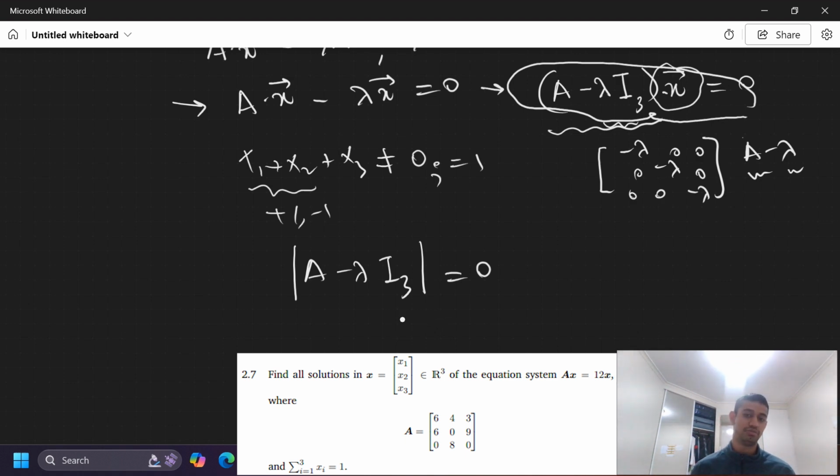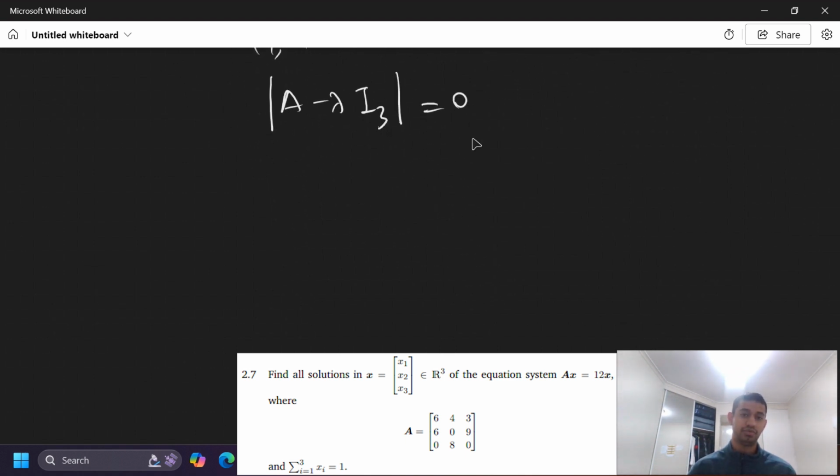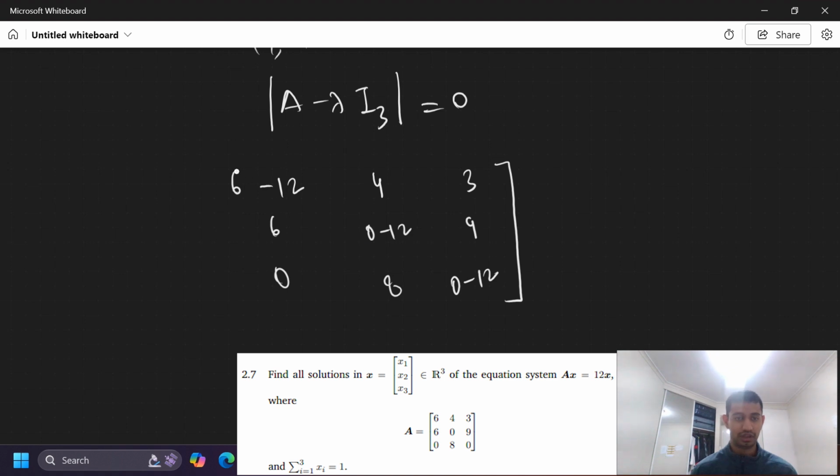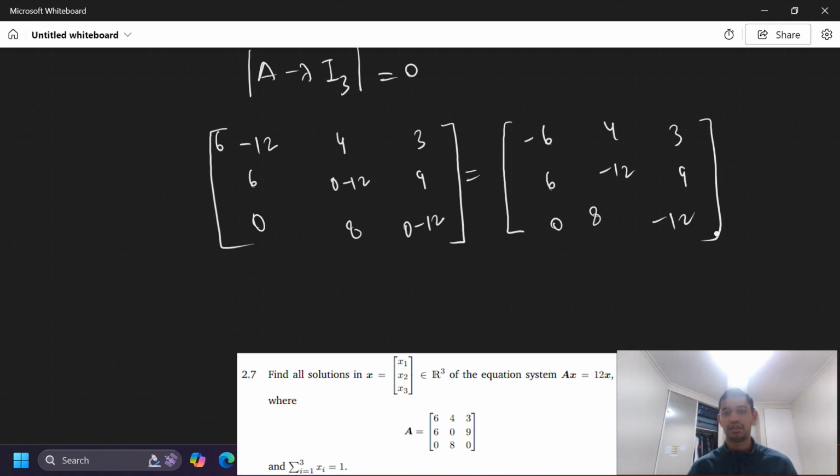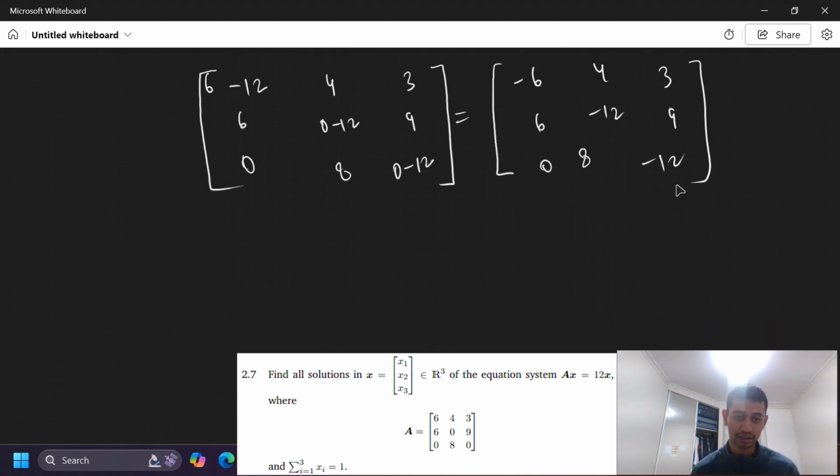And this helps us a lot. This actually helps us solve the entire equation system. So in our case, lambda is 12. So we can go to A and go 6 minus 12, 4, 3, 6, 0 minus 12, 9, negative 12, again 0, 8, 0. And when we do this, we get negative 6, 4, 3, negative 12, 9, 6, 0, 8, negative 12. So we have A minus 12I3.